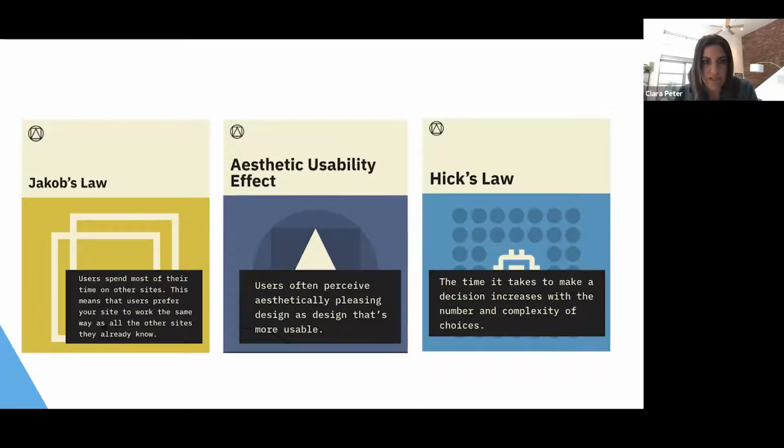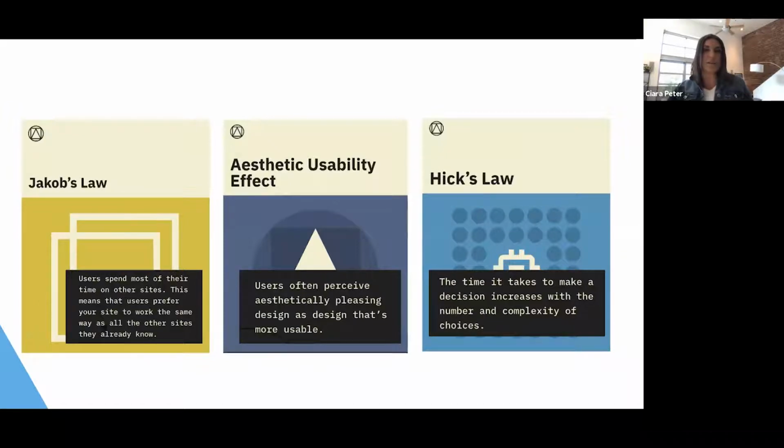So the first is Jacob's Law, which is users spend most of their time on other sites. So we can be tempted in consumer software to design something new and innovative. I saw this trend, I saw this new interaction, or something really different and innovative. Now, I'm not saying do not innovate, but I am saying that the last thing that people want to do is learn how to use enterprise software.